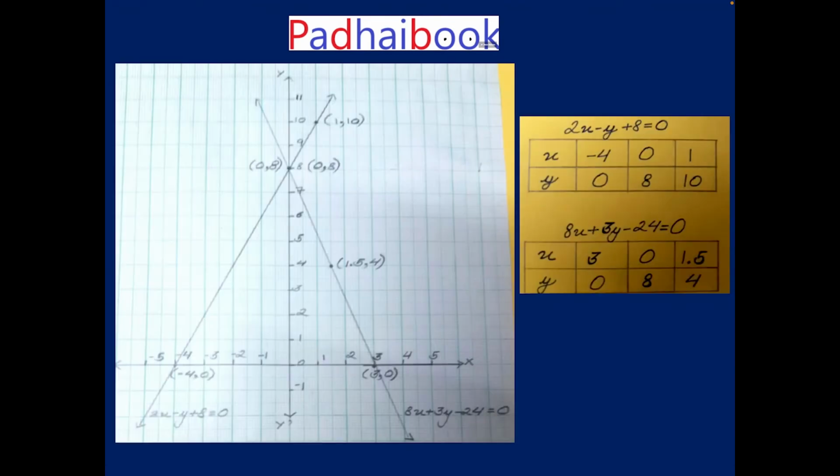First one was to make the table. And here we have made the table. First equation was 2x minus y plus 8 equal to 0. And the second equation was 8x plus 3y minus 24 equal to 0. So here you have the graph.